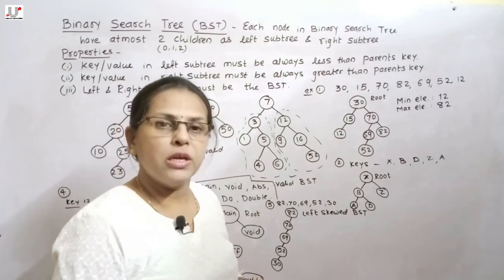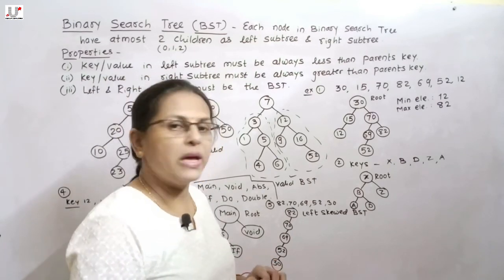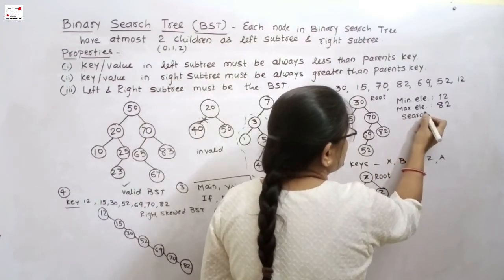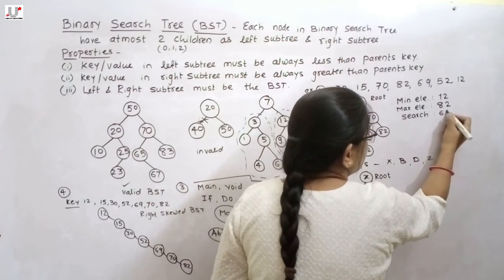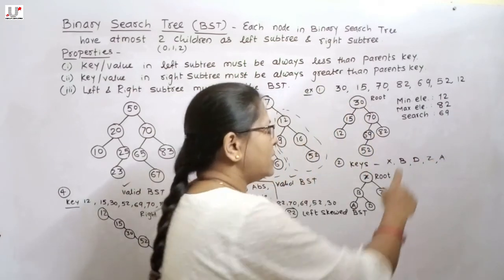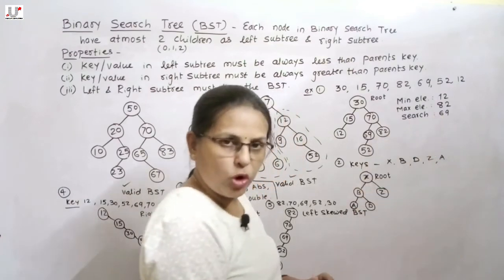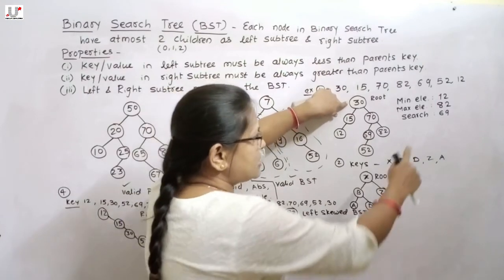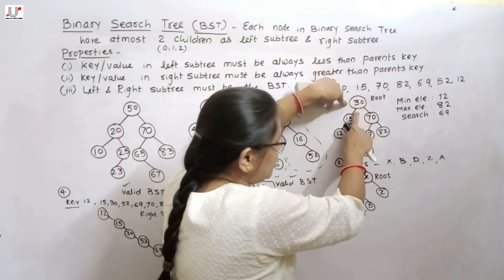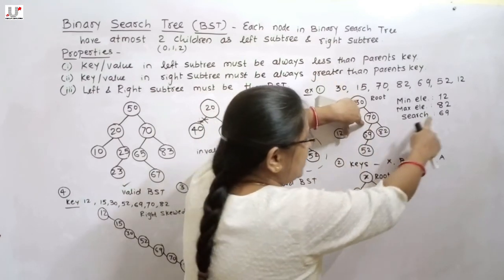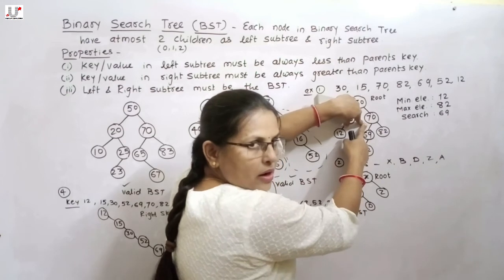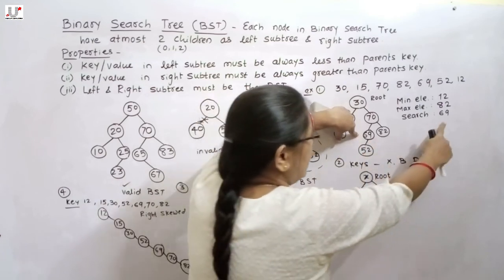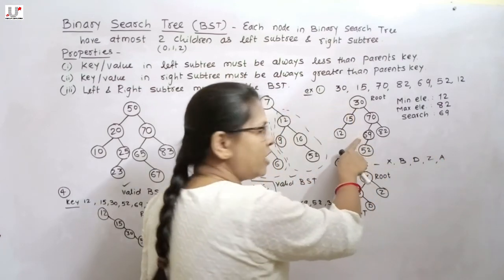Then searching also becomes easy in a binary search tree. Suppose here we have to search for the element 69. First, the element which we want to search gets compared with the root node. As 69 is greater than the root node, move to the right subtree. Again compare the search element with the right subtree node. It is smaller than 70, so move to the left. Then again compare 69 with the left subtree node.